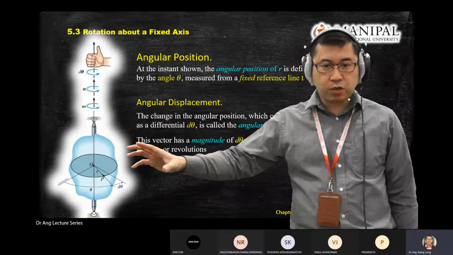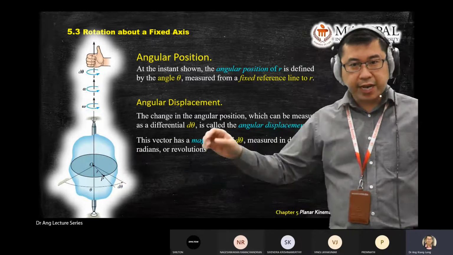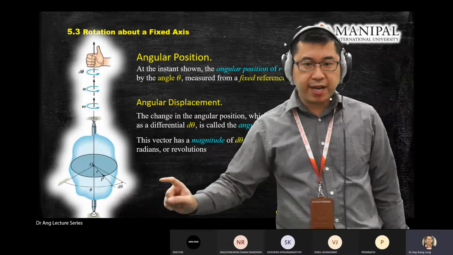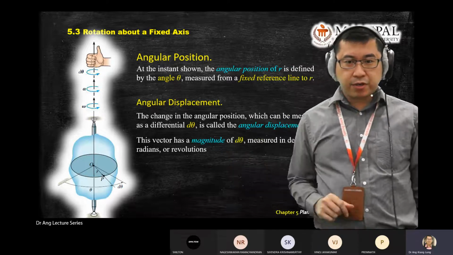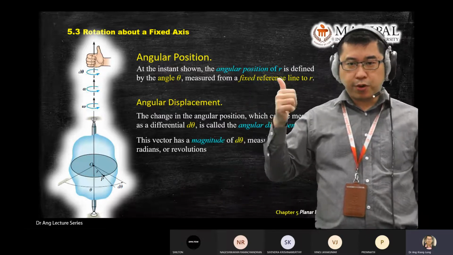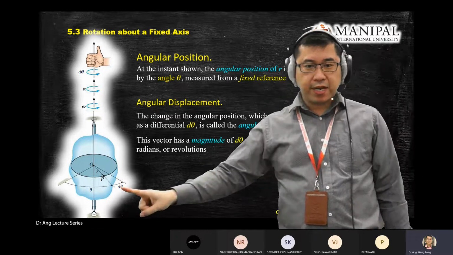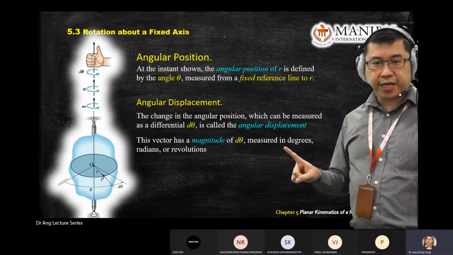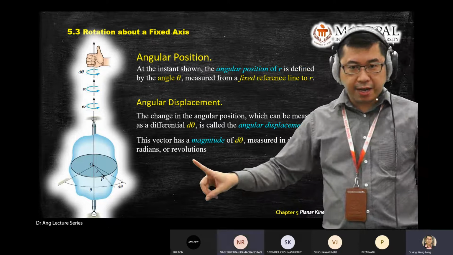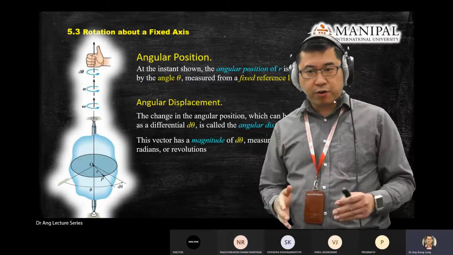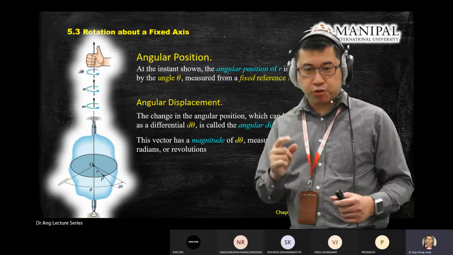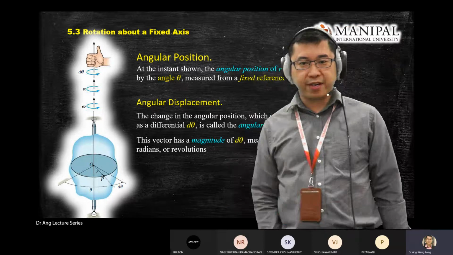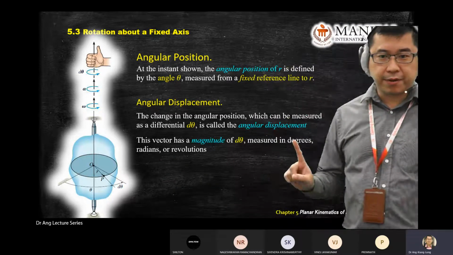So again, this also is a vector. A vector has magnitude and direction. So when you do d theta, it is the magnitude. What is the direction? Follow your right hand rule. It can be in degree, radian, and revolution. Okay, 1 revolution equals how many degrees? 360. 360, how many radians? 2 pi radians. So sometimes you convert from here to there.